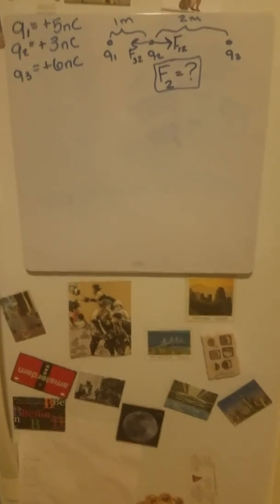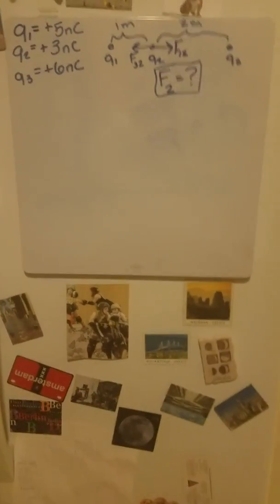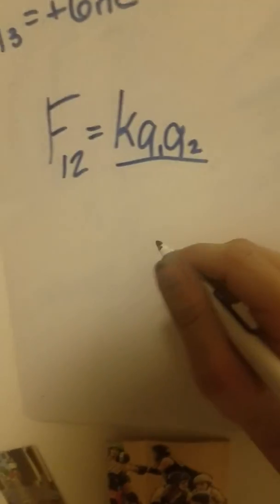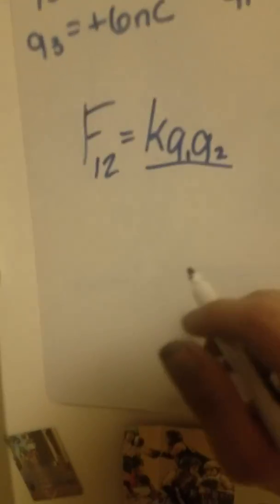Okay, so let's go through the solution. Let's start by finding F12. It's the force on 1 due to 2, and if you're thinking about Newton's third law, yep, that's also the force on 2 due to 1. We don't care about that, right? We're just trying to find the forces experienced by 2.